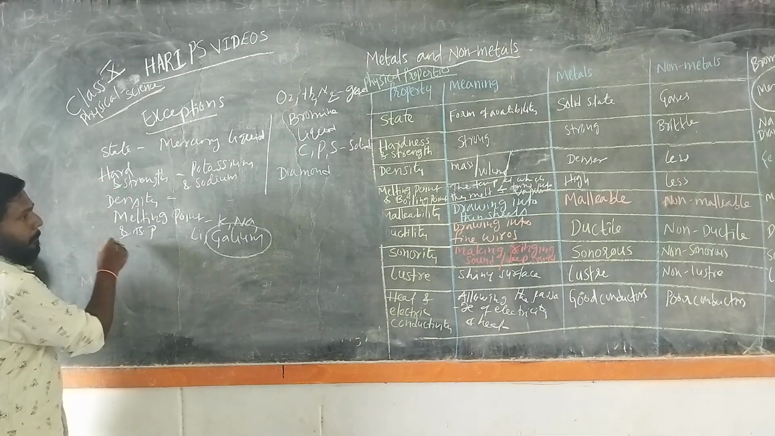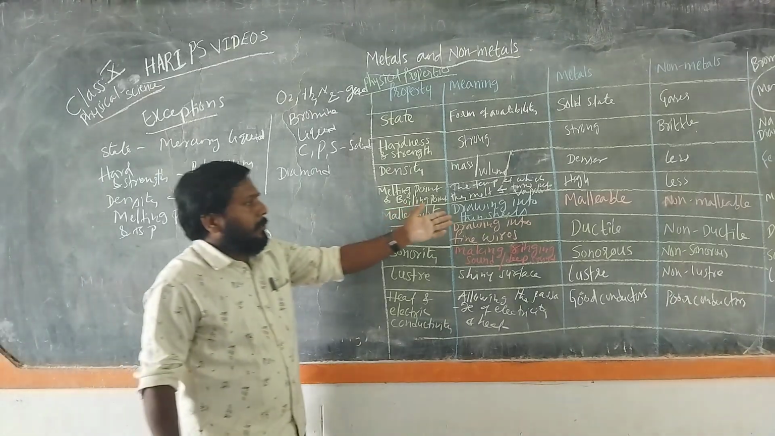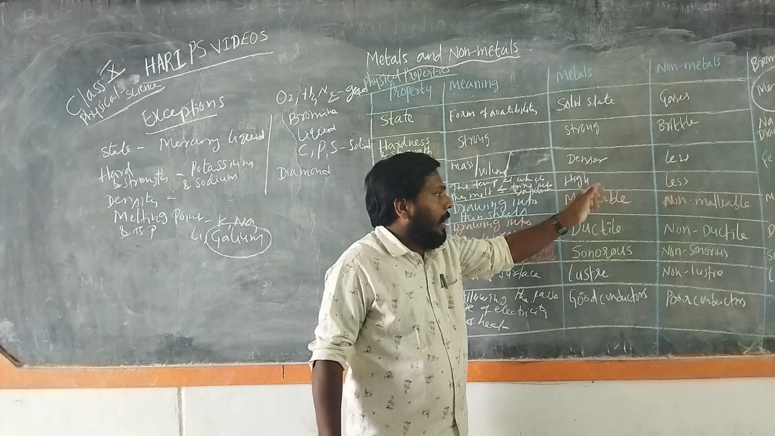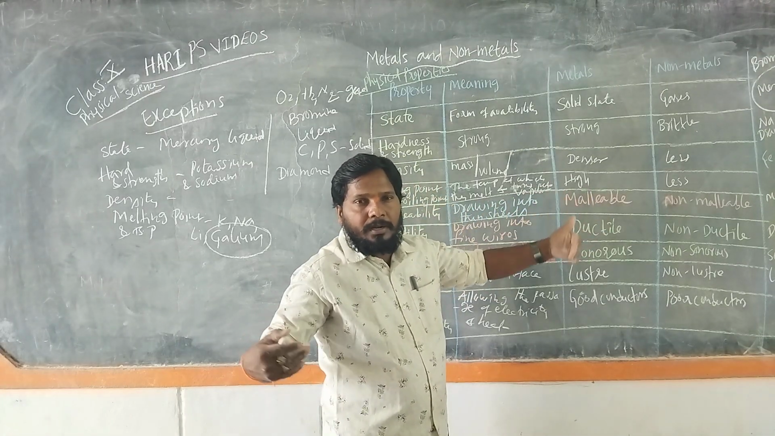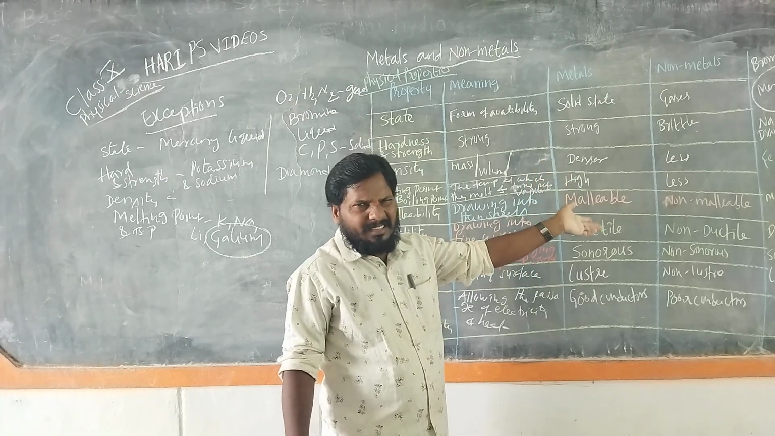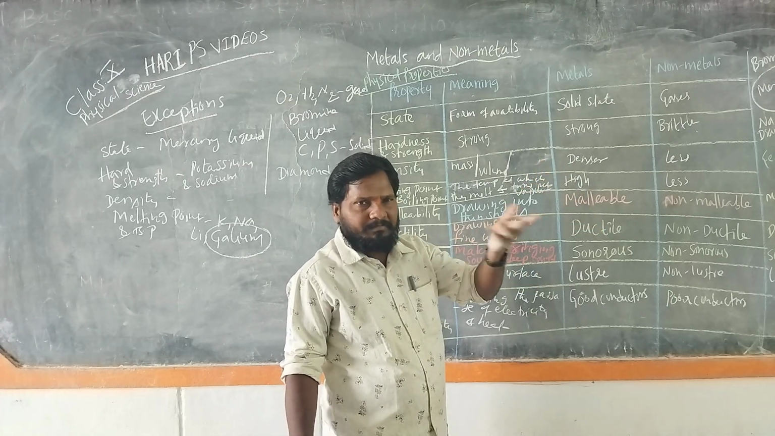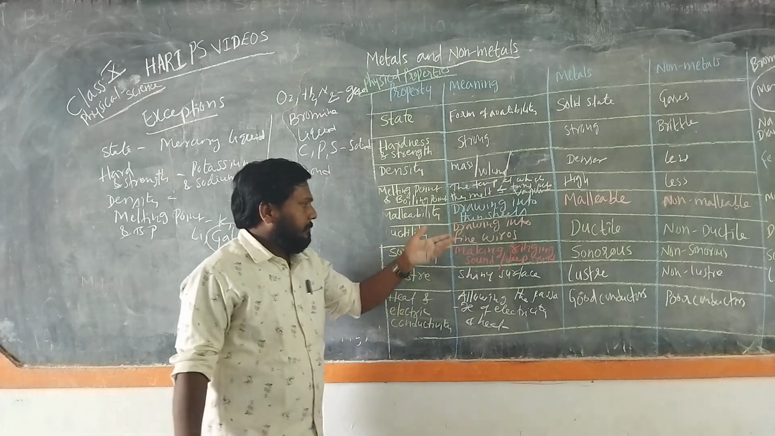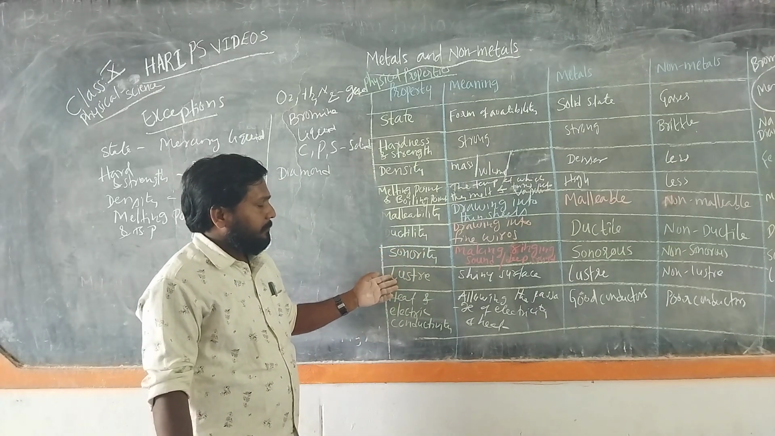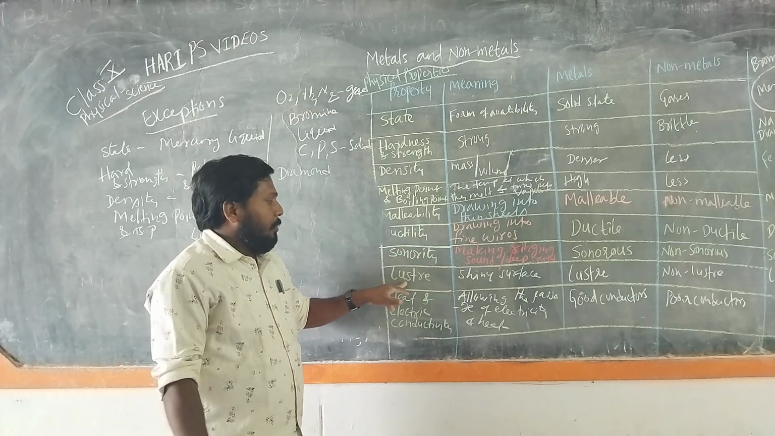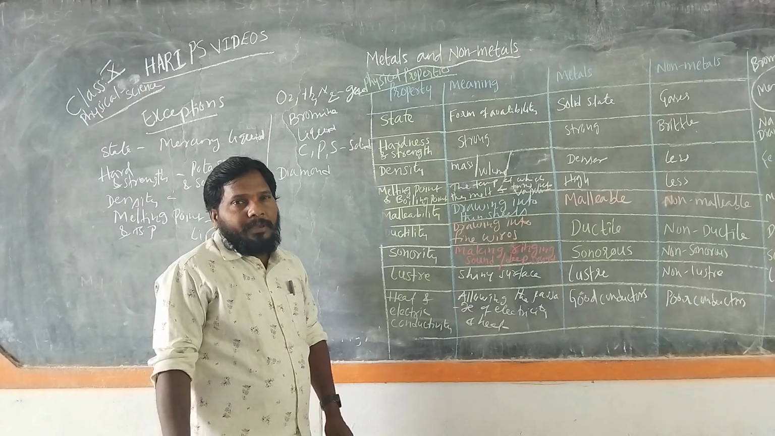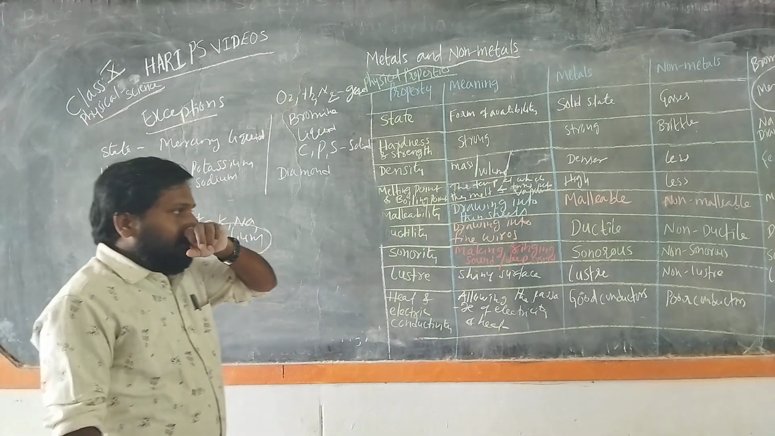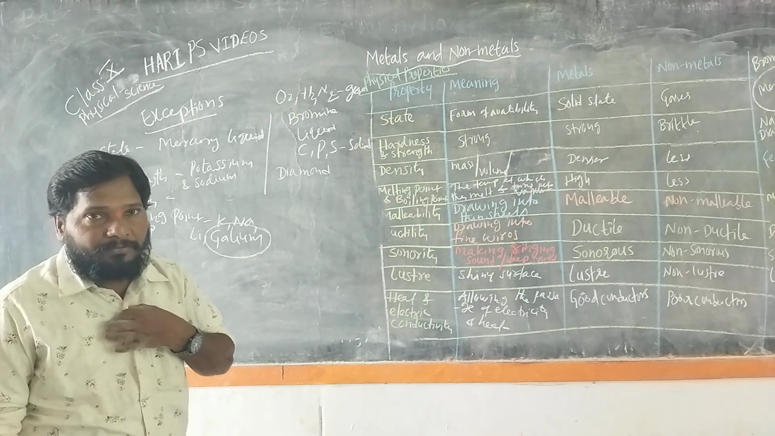Then coming to malleability, drawing into thin sheets: metals are malleable, non-metals generally are not. But wood, we are able to draw into sheets, and plastics are also able to be drawn into sheets. Then ductility, sonority, and luster. Luster means a shiny surface. Generally metals have a shiny surface, as we know.